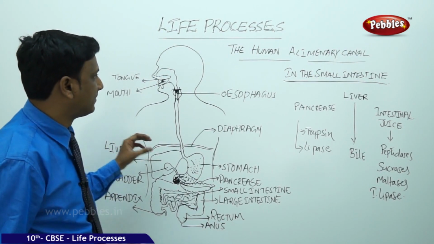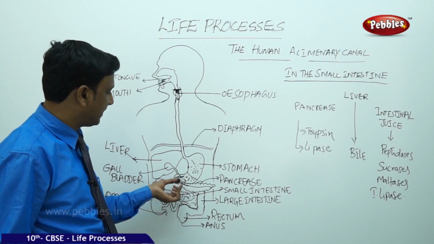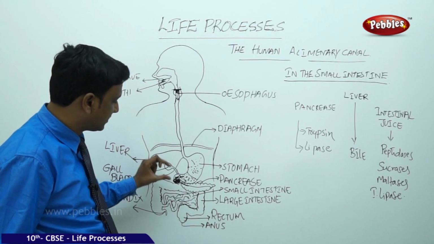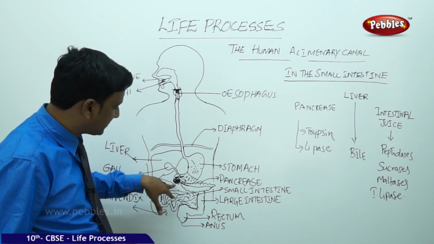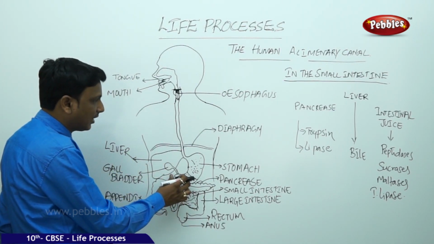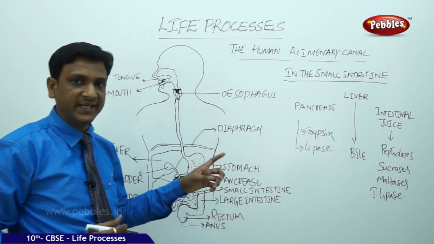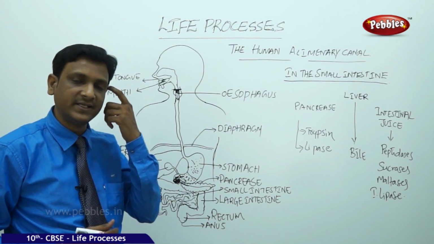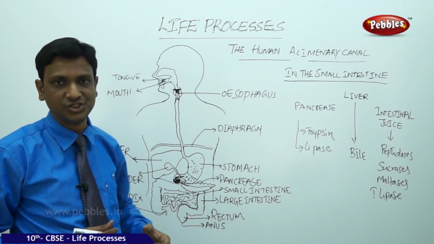Now let us see what happens to the food in the small intestine. The food which is made into a fine paste called chyme is sent into the small intestine through this sphincter. At the point where it is attached to the small intestine, we can see some glands attached to the alimentary canal. One is the liver and the other is the pancreas. These two glands, liver and pancreas, secrete their secretions into the small intestine. These secretions also help in the chemical part of digestion.